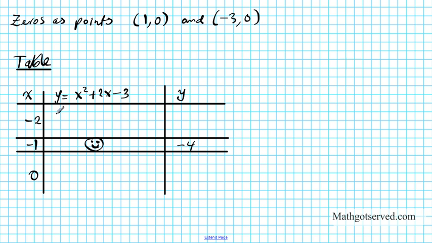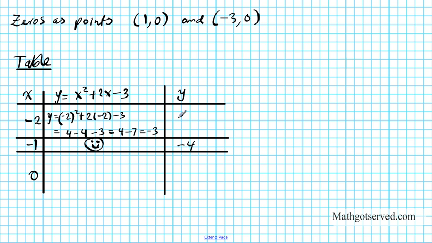So, for my y, I'm going to have negative 2 squared plus 2 times negative 2 minus 3. What did I do here? I just plugged in negative 2, the x, into the function. That gives me 4 minus 4 minus 3. If I work that out, I'll get 4 minus 7, which is equal to negative 3. So my output for negative 2 is negative 3.